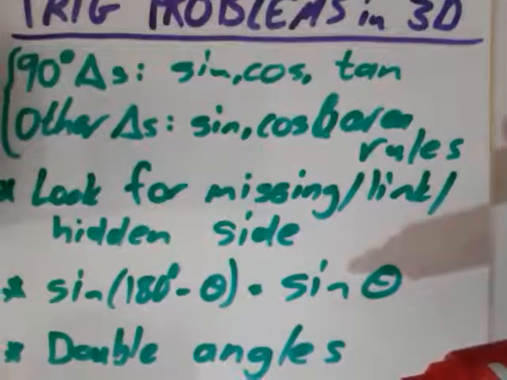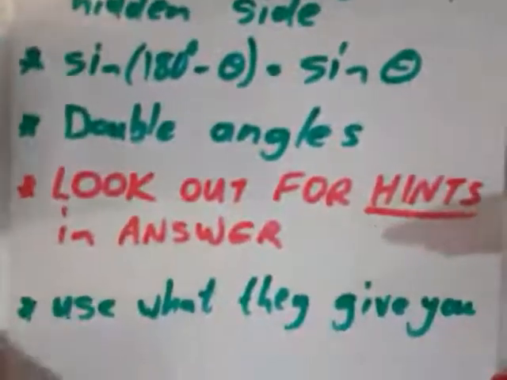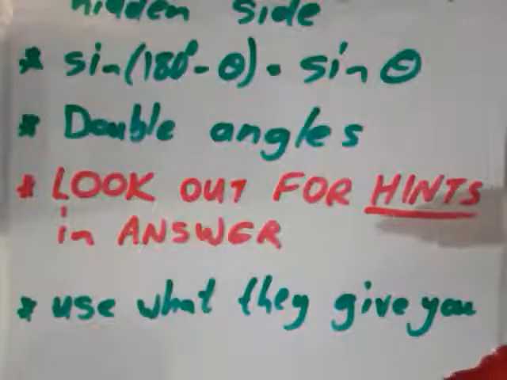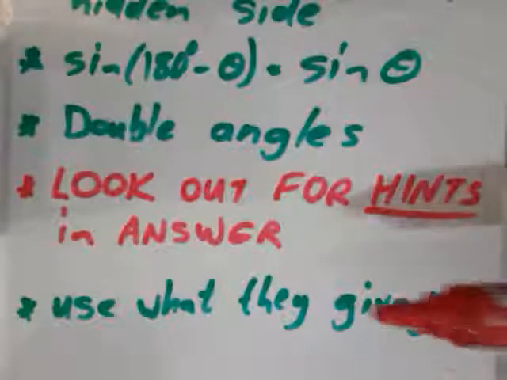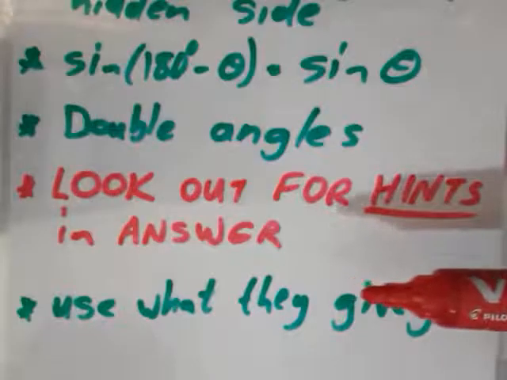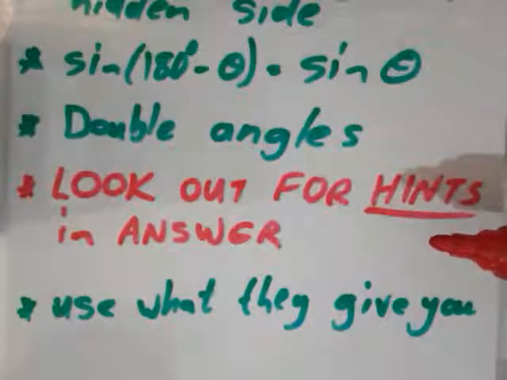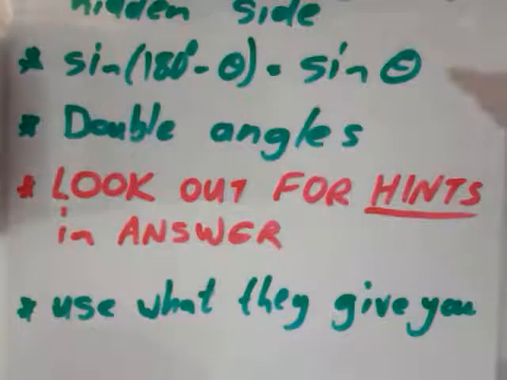Now we're going to go to the slightly more general things. Quite often in the answers that you have to prove, there are hints to what to do to get there. We'll highlight them in the examples that we're going to do. And then finally, you have to use what they give you. So normally they don't give any information that's not going to be used. So anything that's there should normally be used.